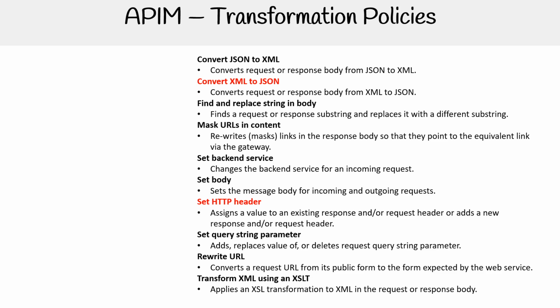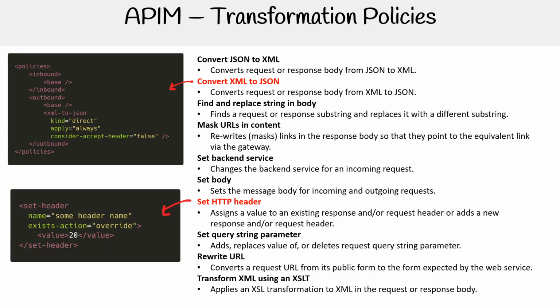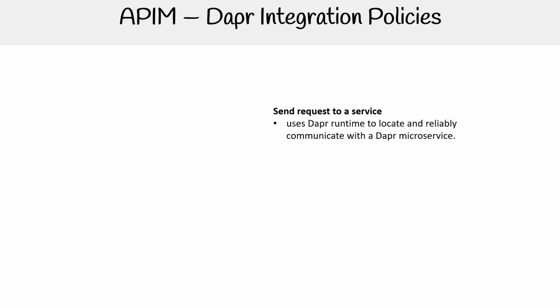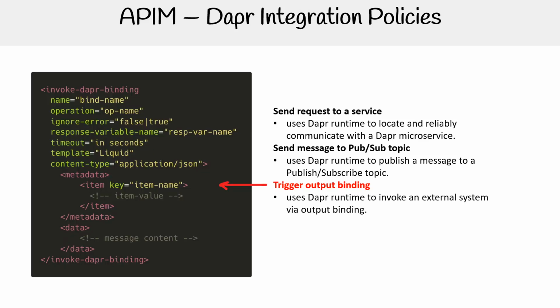Let's look at XML to JSON, because I thought that one was kind of interesting. So you say XML to JSON, and I guess it just turns it into JSON. HTTP header, something very common that you'll be doing. You can just set a header for whatever values you need to pass along. We have Dapr integration policies. So send request to a service, send message to pub sub topic, trigger output binding. There's an example of a trigger output binding.